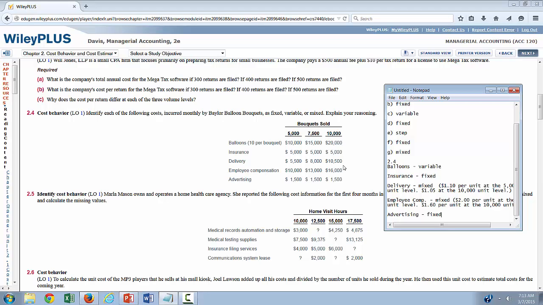Okay, so that's all of our exercises for today. Now you should be ready to do your Unit 2.1 assignment.